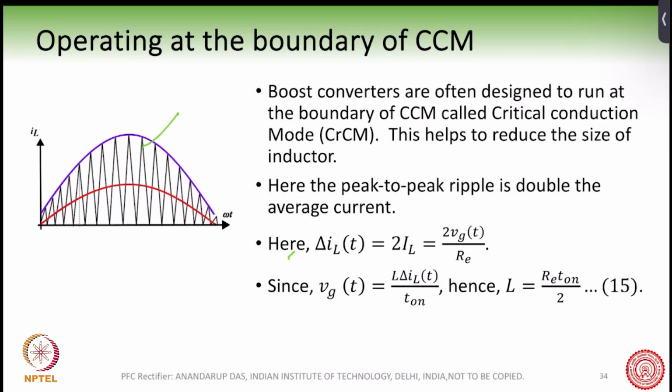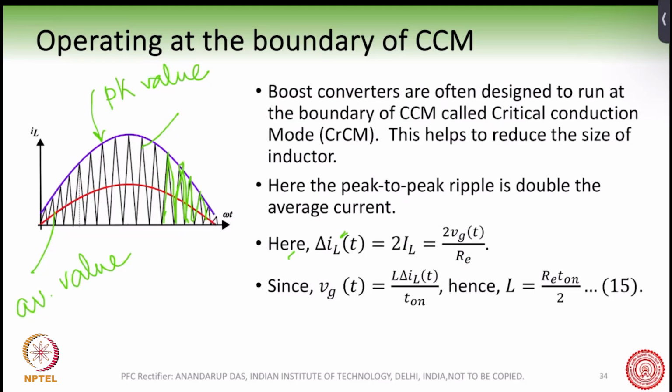this zigzag current here is the inductor current. The average value of the inductor current is this one, the red one, while the peak value is the purple one. So this is the peak value of the inductor current, but the instantaneous value is this current here.